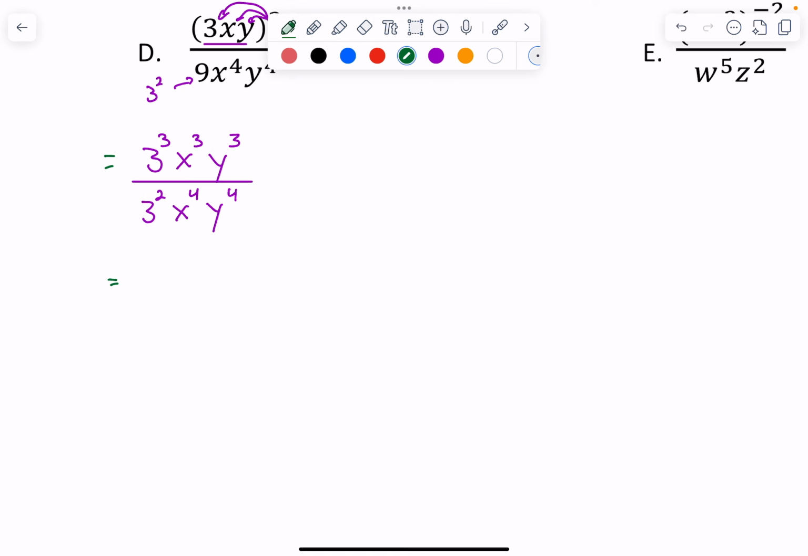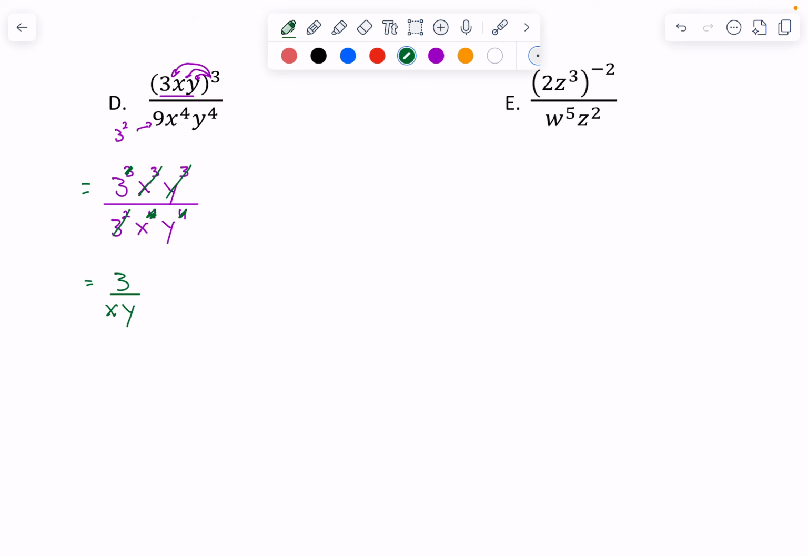Okay, so we have 3 squared on the bottom, and those will cancel out one of these, so you'll be just left with a 3 up top. We have 3 x's up top and 4 on the bottom, so get rid of all these. You're just left with an x on the bottom. And we have 3 y's up top and 4 on the bottom, so get rid of these 3, and you're just left with a y on the bottom. And there's your final answer, 3 over xy.